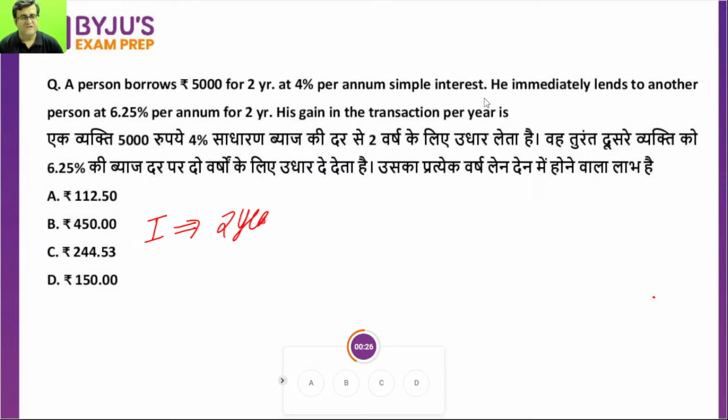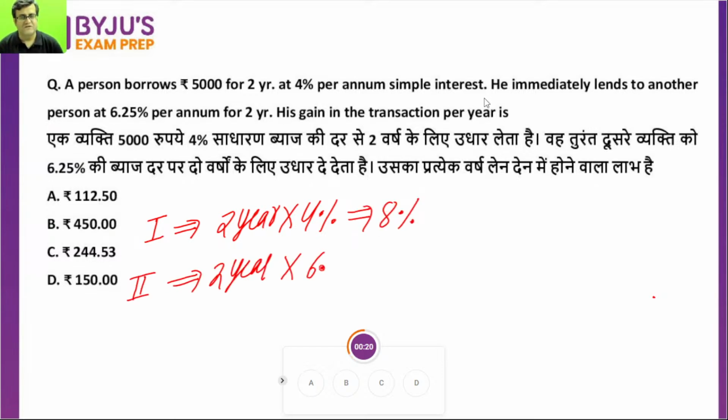2 years, 4%. 8% is the total interest. The second case, 2 years, and how much? 6.25% is the rate. So how much is the interest? 12.5%. So you can see the difference between these two. The gap is 4.5%.